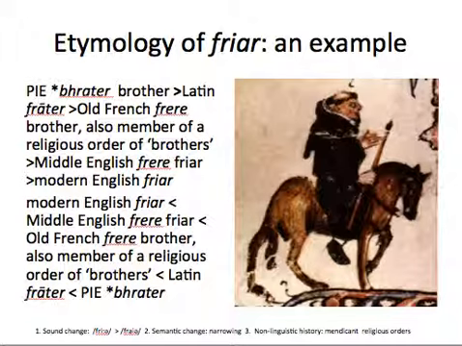Another way of writing an etymology is to turn it around. So you can start with the modern English friar, and notice the symbol is turned around, meaning derived from Middle English frère, derived from Old French frère, also a member of a religious order of brothers, and derived from Latin frater, derived from Proto-Indo-European brater. So those are two different ways of writing it. But notice that's the kind of way we're going to write our etymologies.